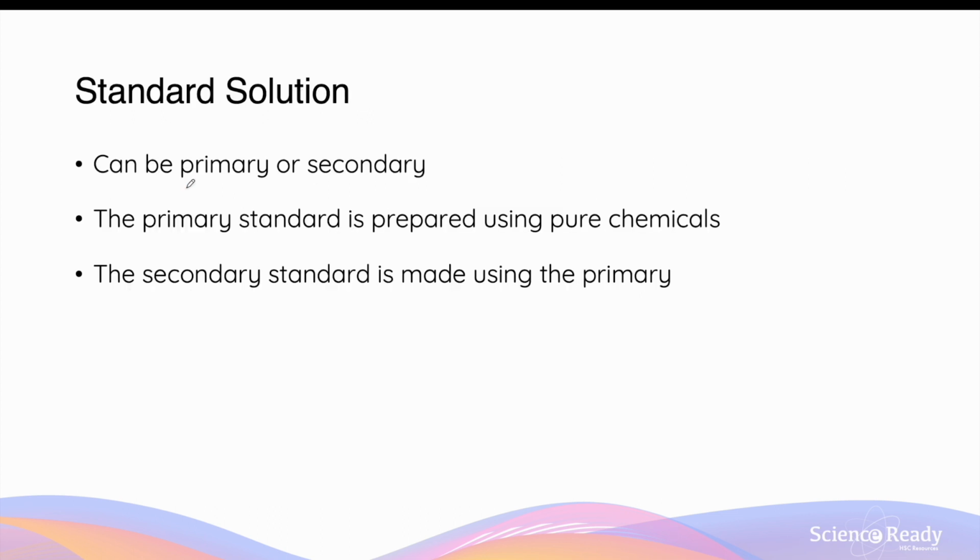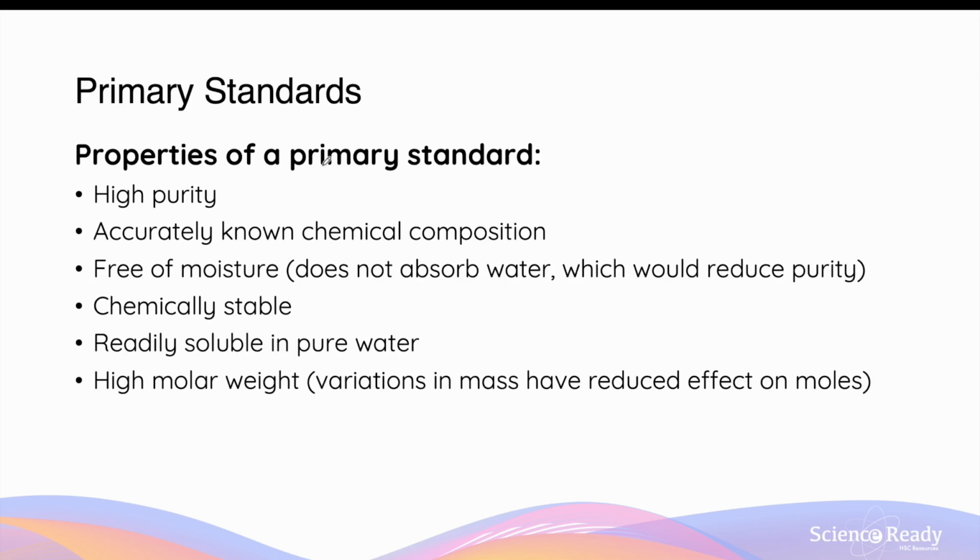The first step to any titration involves the preparation of the standard solution. There are 2 types of standard solutions: a primary standard and a secondary standard. A primary standard is prepared using pure chemicals, whereas a secondary standard's concentration is determined by using another primary standard solution. Not every chemical is suitable to be used as a primary standard solution.